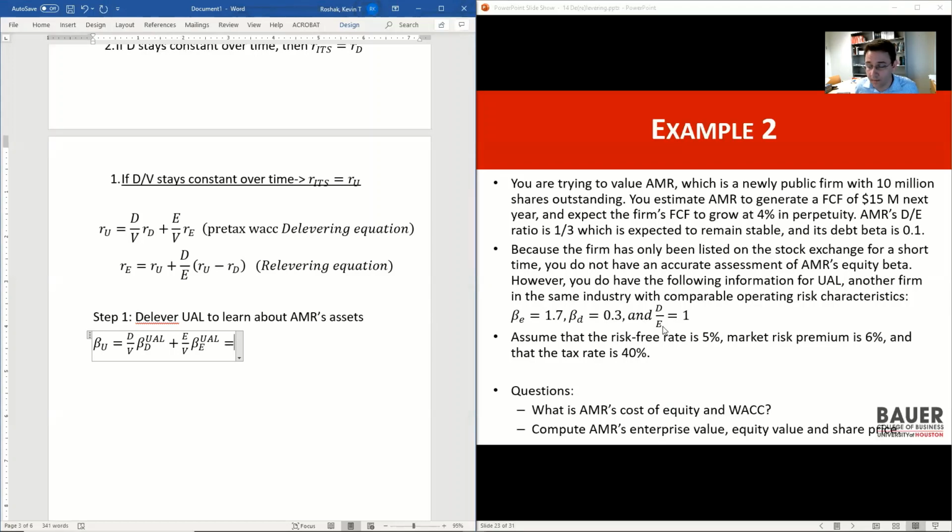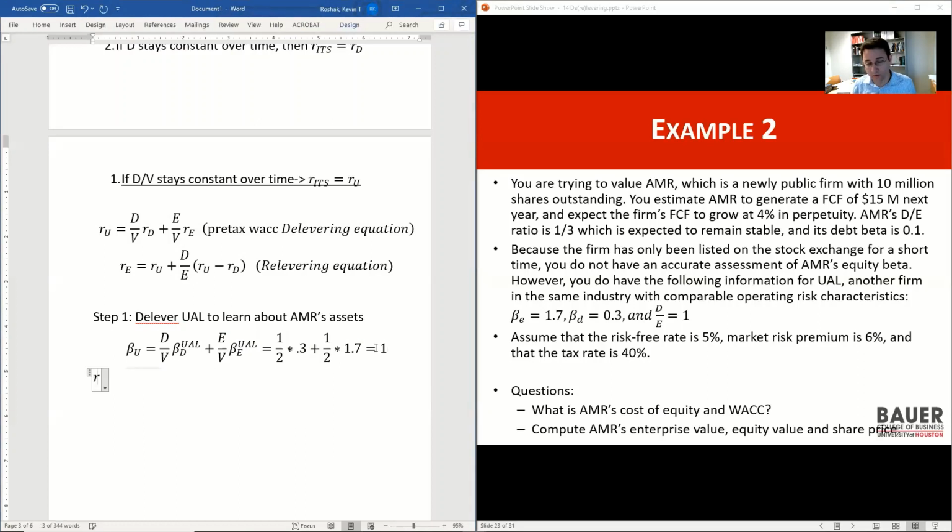UAL has debt to equity of 1. That means that their debt to value is 1/2. So 1 part debt for 1 part equity means that it's 1 part debt for 2 total parts. So debt over value is 1/2. The beta on their debt is 0.3. It's 1/2 equity. The beta on the equity is 1.7. So you plug this into your calculator and you get a beta of 1. That's the beta on the assets.